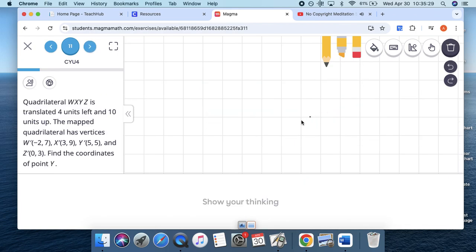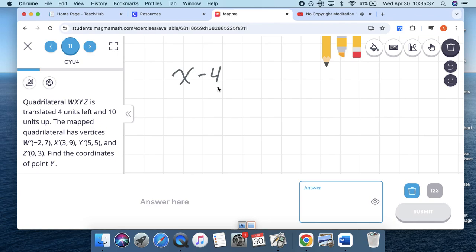Quadrilateral WXYZ is translated 4 units to the left. So if you're talking about translation, 4 to the left is x minus 4, and then 10 units up, which means y plus 10, right? So this is what happened to your x and y coordinates. Find the coordinates of point Y. So let's look at point Y. Point Y is at 5, 5 right now.